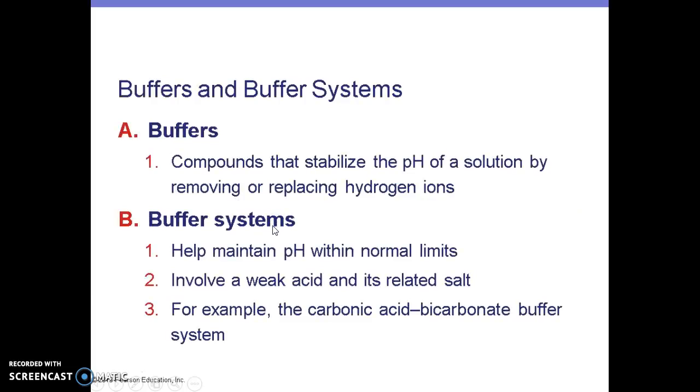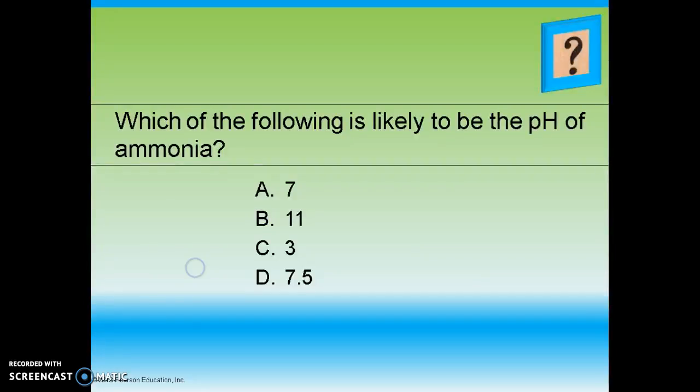Because of the importance of the pH in the human body, we have buffers in the blood. Buffers are compounds that stabilize the pH of a solution. So they stabilize by either neutralizing any acid or neutralizing any base that's added to the solution. So buffer systems, and our blood has different buffer systems, help maintain the pH within a very normal limit. That's all we need to know about buffer systems at this point.